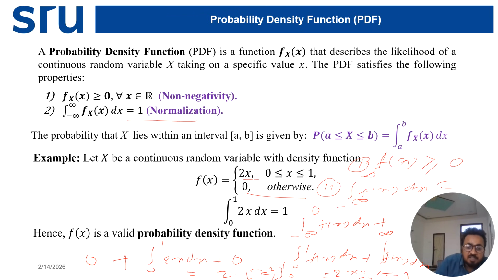That's why here we can say that this function satisfies the two conditions. First condition is f of x is greater than or equal to 0, and second condition is what? The integral from minus infinity to infinity of f of x dx equal to 1. That's why the given function is a probability density function.